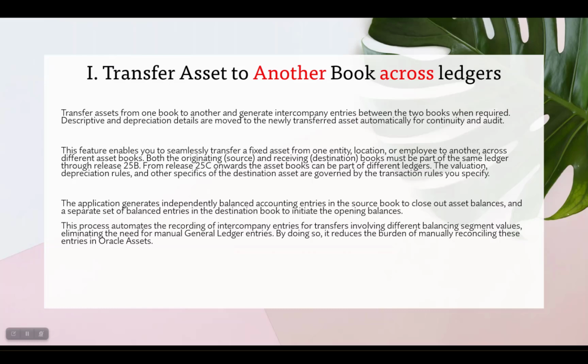The process automates recording intercompany entries for transfers involving different balancing segment values, eliminating the need for manual journal entries. As you know, because it's different ledgers, it's like intercompany transactions, because of different balancing segment values, and you may need to eliminate them or make manual GL journal entries to eliminate. Only the net book value transfer type is allowed for transfer across ledgers, because this asset transfer is treated as a related party sale.